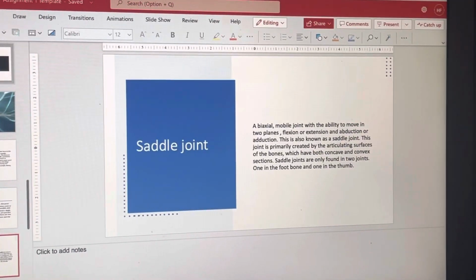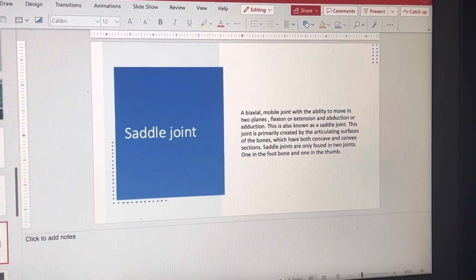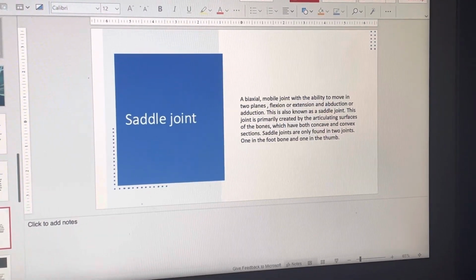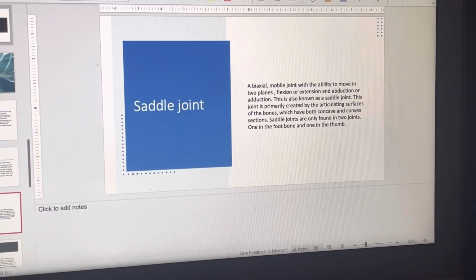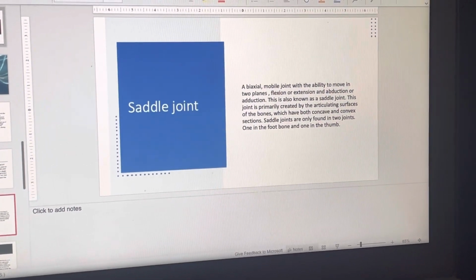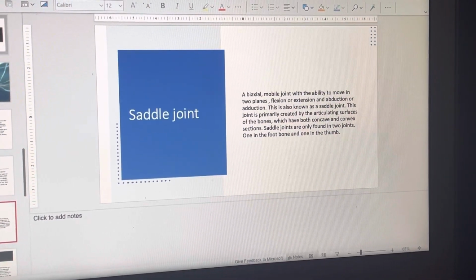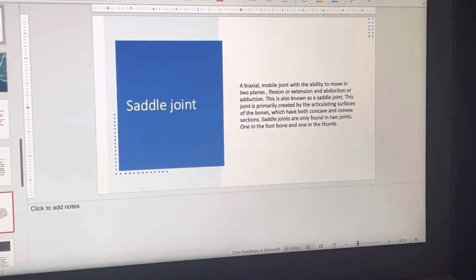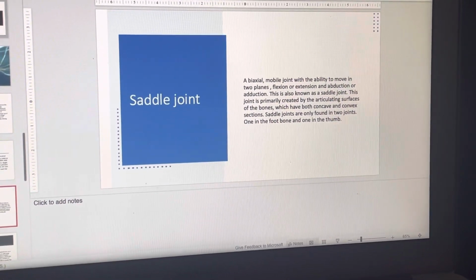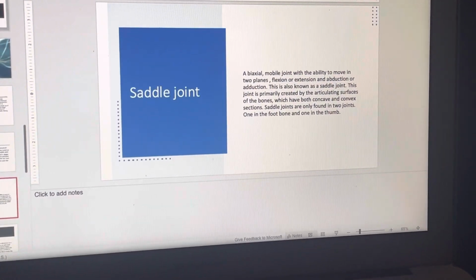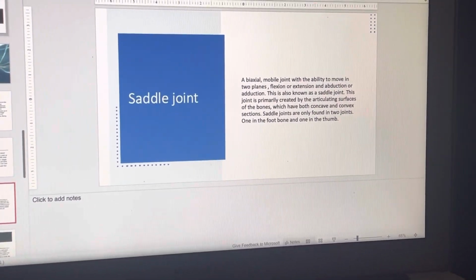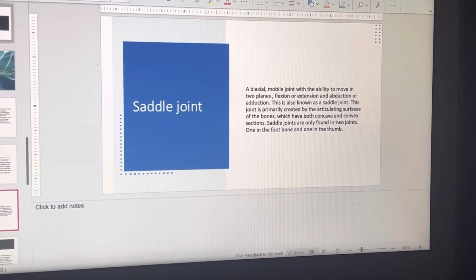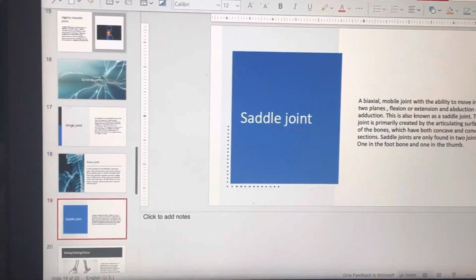The saddle joint is a biaxial mobile joint with the ability to move in two planes: flexion or extension, and abduction or adduction. This joint is primarily created by the articulating surfaces of the bones, which have both concave and convex sections. Saddle joints are only found in two places, one in the foot bone and one in the thumb.